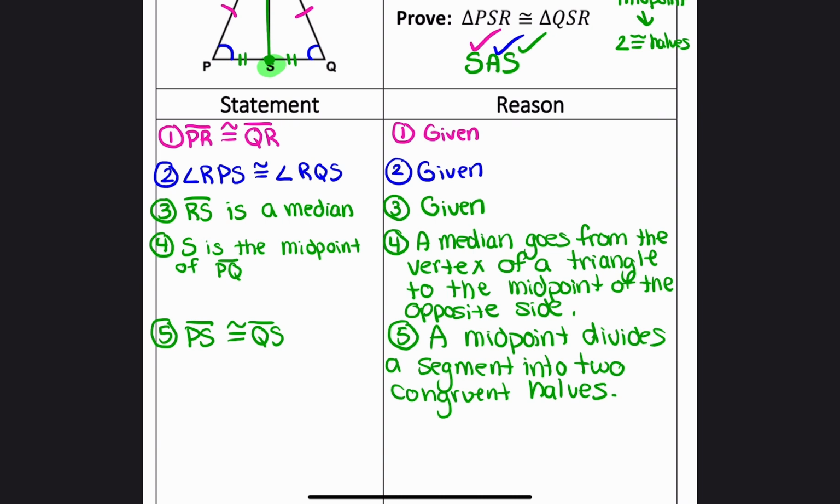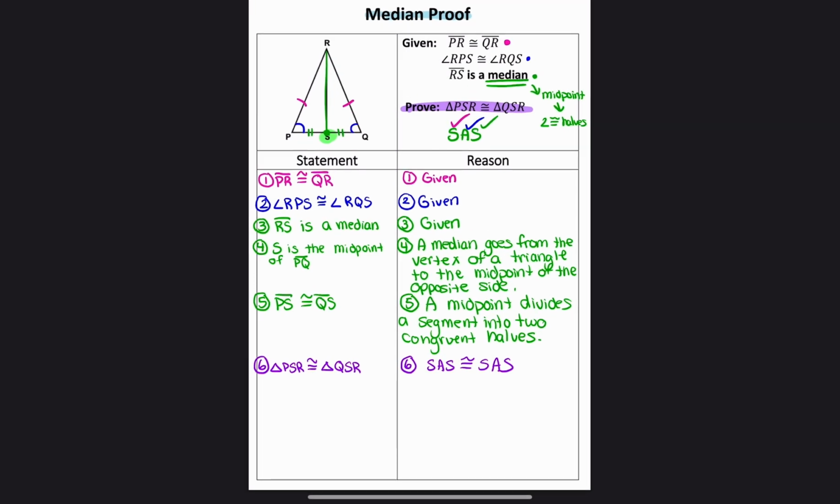So that means last but not least, I'm finished. I can go ahead and do this proof statement here. So my last statement, statement 6, is going to be that triangle PSR is congruent to triangle QSR. And the reason for that is side angle side is congruent to side angle side. And we're finished. So again, the median routine has 3, including the given, because it's one extra step.